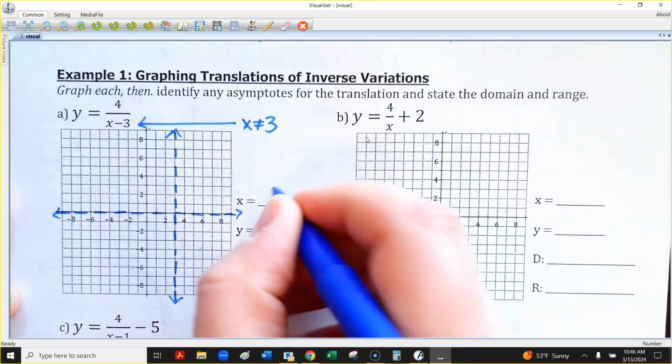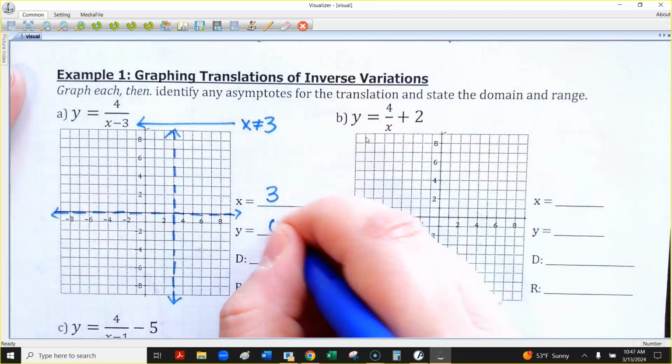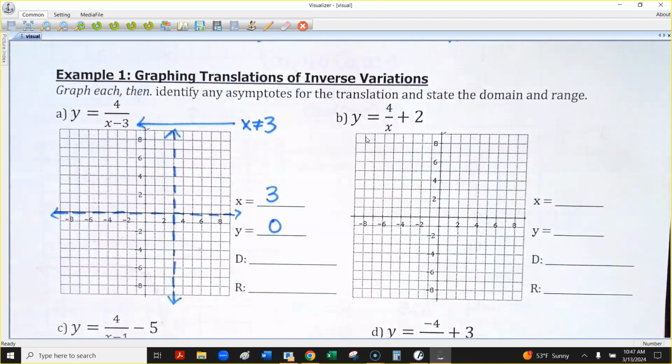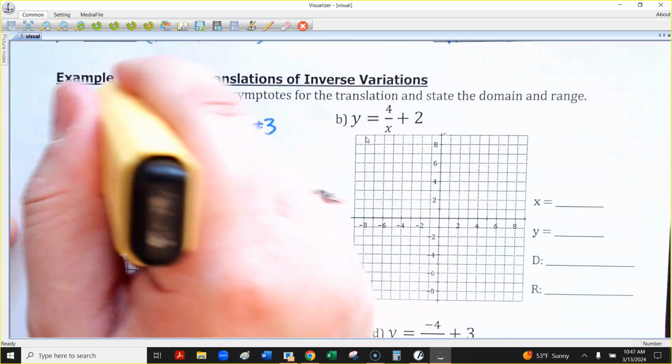So x is going to be 3. Since you are not adding or subtracting anything, y is going to be 0. Horizontal line is just the x-axis. I know that's tricky, but that vertical line there, that's x equals 3. That would cause us to divide by 0. This number on top, again, you're just looking, is that positive or negative?